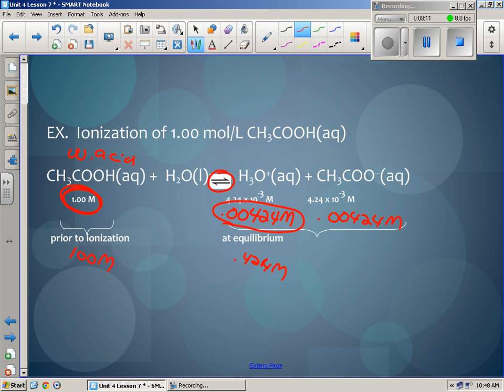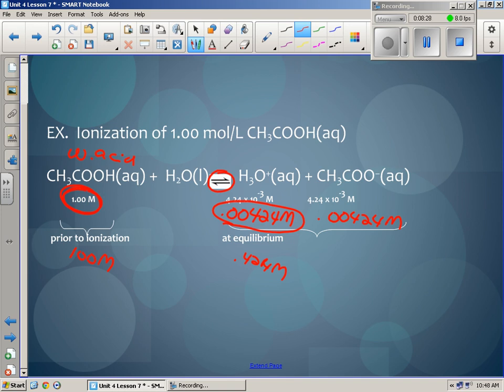So how do I know this? And that's what we're going to talk about today. How do I figure that out? Because obviously I gave you the fact that it was 0.00424. How do I figure that out? Well, that's what we're going to do today with weak acids here. But you can see that it's not 100% ionized, of course.